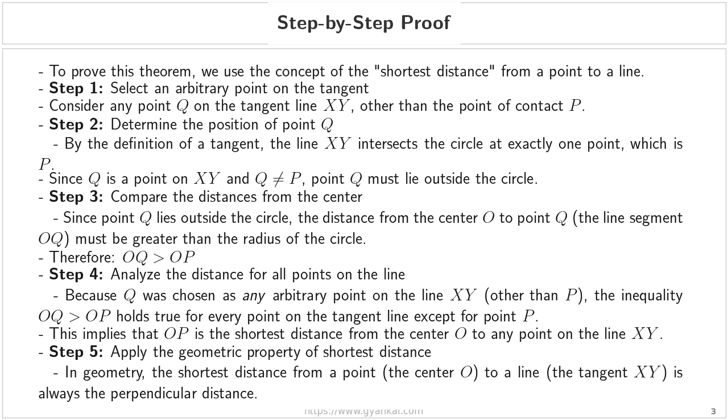Step 5. Finally, we apply a fundamental geometric property. In geometry, there is a rule that states the shortest distance from a point to a line is always the perpendicular distance. So, if OP is the shortest distance, it logically follows that OP must be perpendicular to the line XY. This brings us directly to our conclusion.